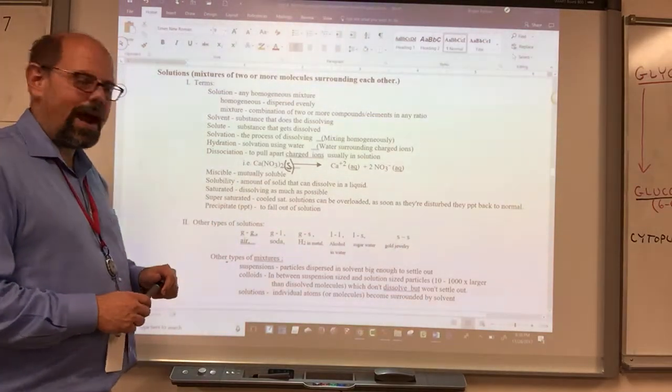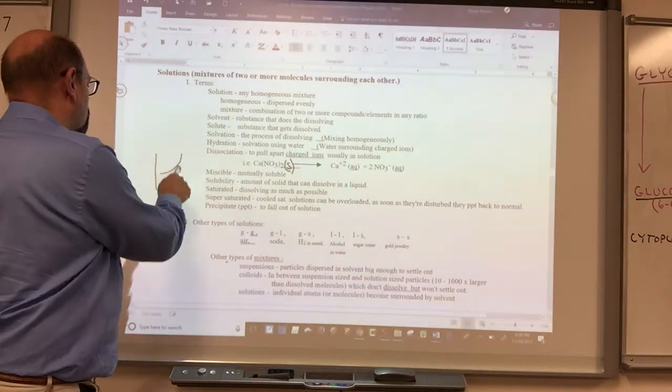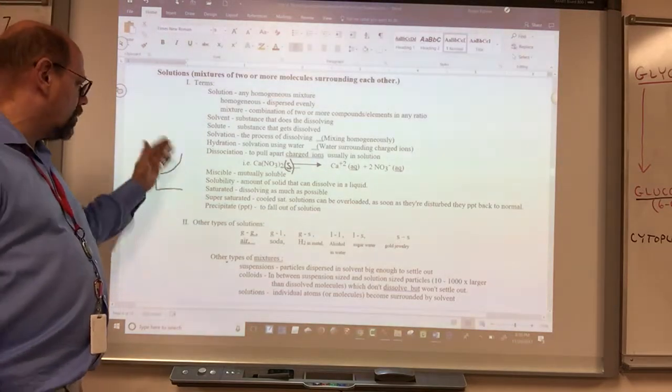Usually that's given as a graph. A lot of times they'll show you that as you get warmer, for instance, you can dissolve more and more solids.